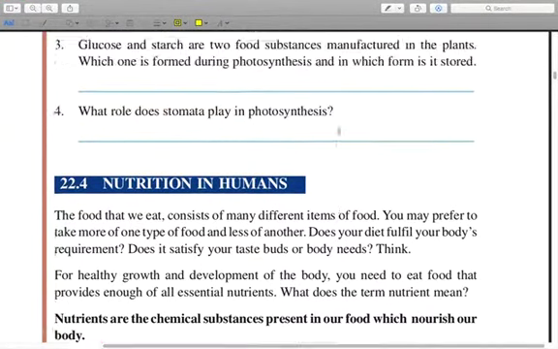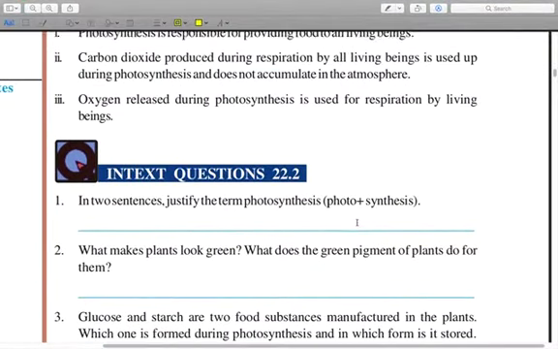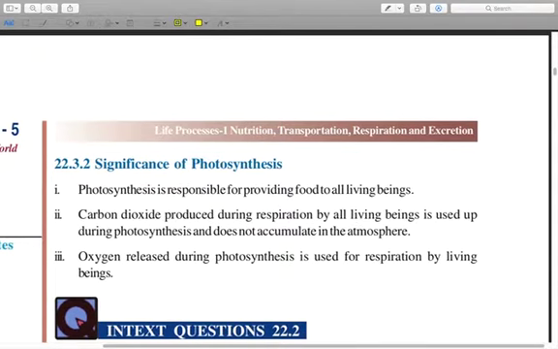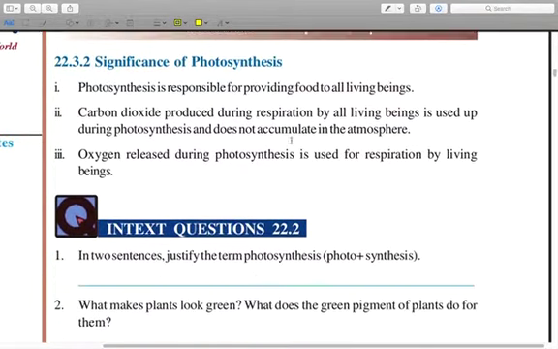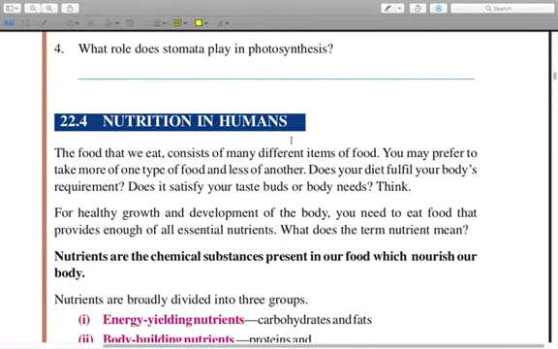So inshallah today we are going to see about nutrition in humans. And last class we saw about the significance of photosynthesis. So what is nutrition? Before, I think I've mentioned that nutrition is basically some chemical substances present in our food. When we take that, it helps in the growth and development of our body and in maintaining our body. So basically, that's the definition for nutrition.